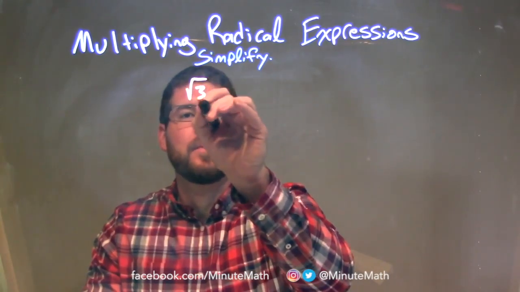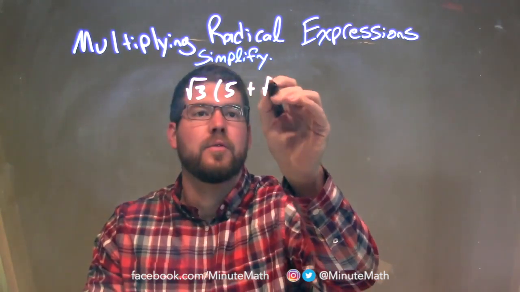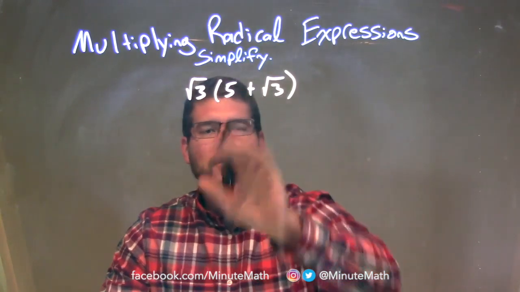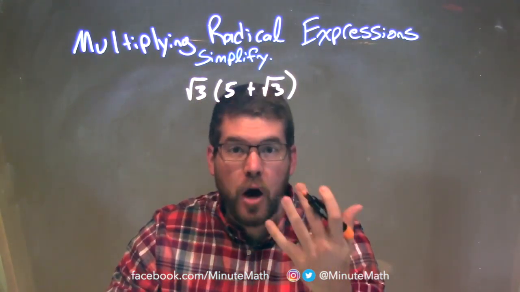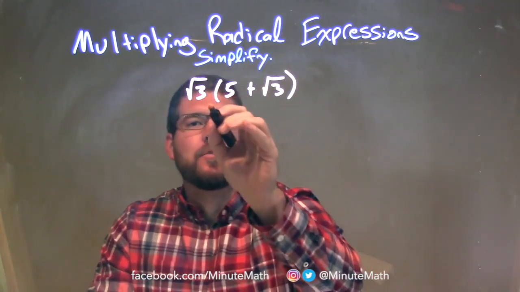Square root of 3 times 5 plus the square root of 3. Okay. Well, right now I'm looking inside this group. Can I simplify that? No, I can't simplify 5 plus square root of 3. So I'm going to distribute the square root of 3 across.